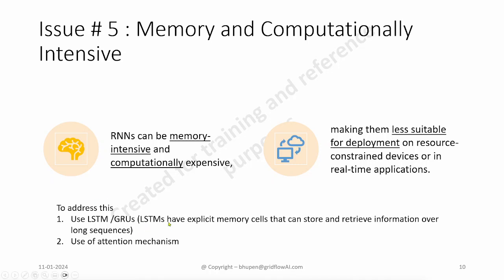So LSTM and GRUs have explicit memory cells and definitions, and that allows the model to capture information in terms of long-term and also short-term definitions. Again, this is not exclusive. The problem is not exclusive to RNN and LSTM and GRUs. As we discussed, this is more like a global issue, and advanced architectures which are based on attention and self-attention address this issue of memory and computations in a better way.